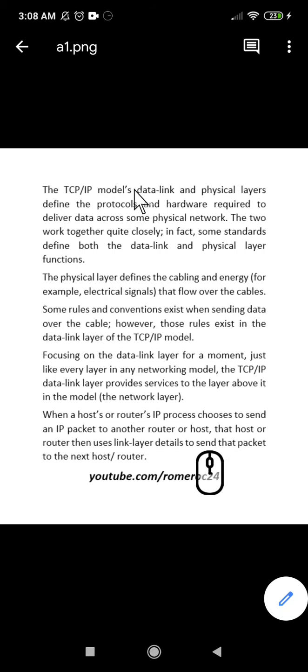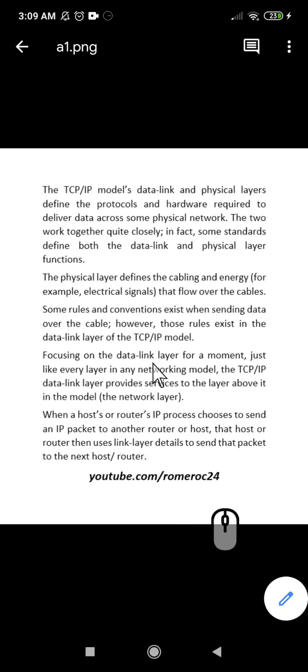The TCP/IP model's data link and physical layers define the protocols and hardware required to deliver data across some physical network. The two work together quite closely. In fact, some standards define both the data link and physical layer functions. The physical layer defines the cabling and energy, for example, electrical signals that flow over the cables. Some rules and conventions exist when sending data over the cable. However, those rules exist in the data link layer of the TCP/IP model.